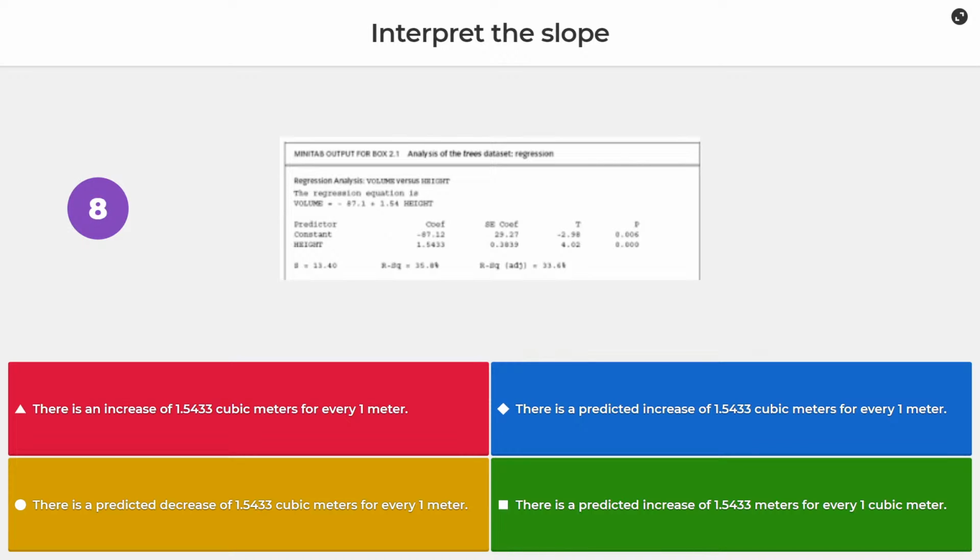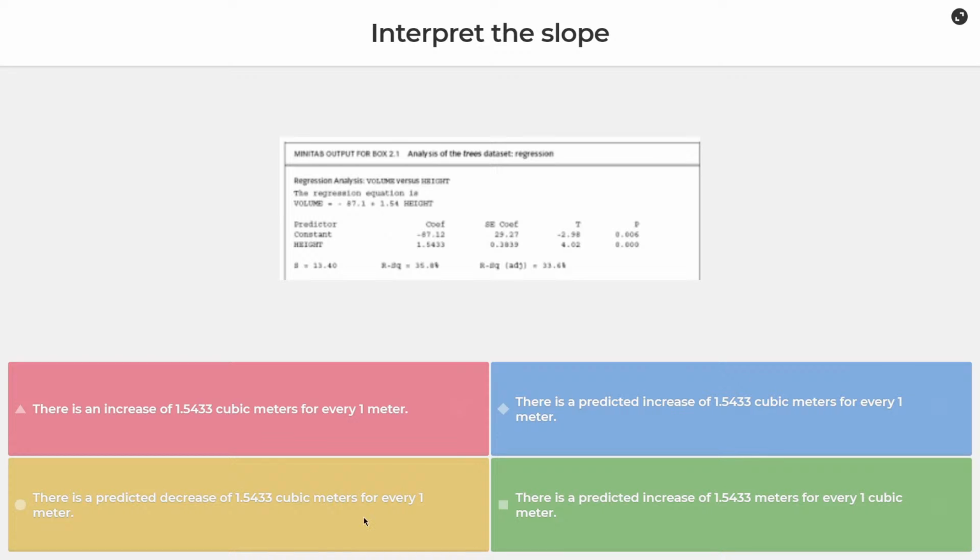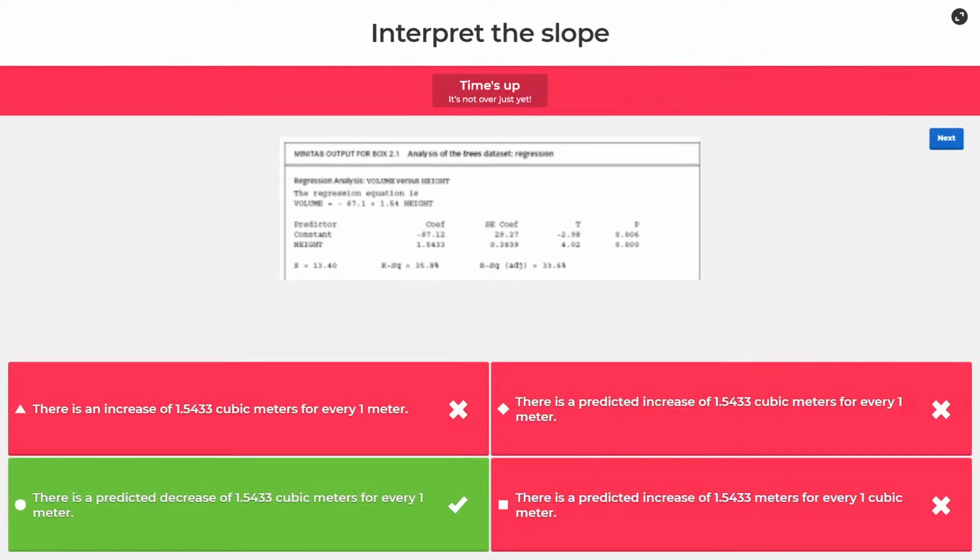So here you want to be able to interpret the slope. You can either remember what our equation was from the last question, where we had the x value of 1.5433, and interpret what your meaning is. Select your answer.